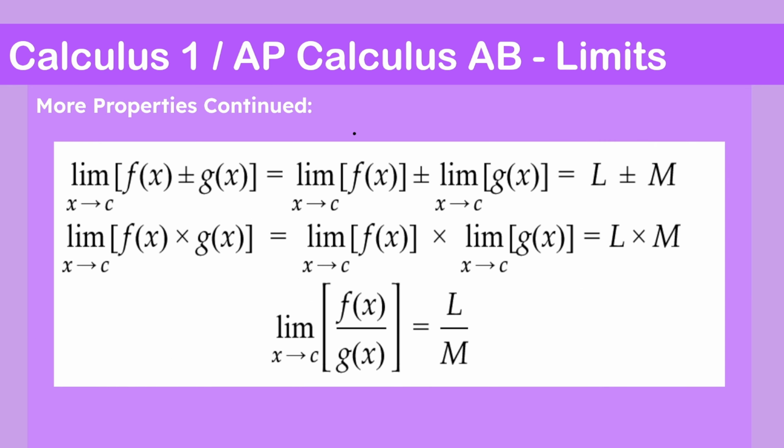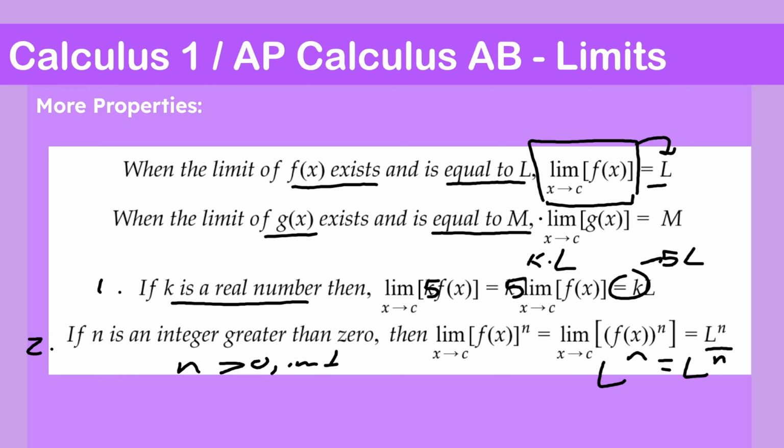Okay, let's move on. So these are some more properties. It says that the limit of f of x plus or minus g of x as x approaches c is the same thing as the limit of f of x as x approaches c plus or minus the limit of g of x as x approaches c. And remember, we defined that the limit of f of x is equal to L, and that the limit of g of x as x approaches c is equal to m, as you can see here.